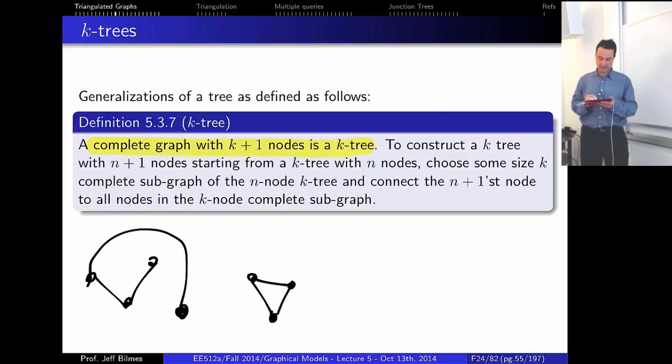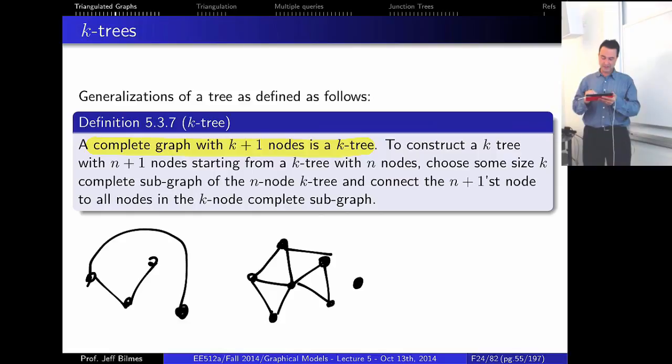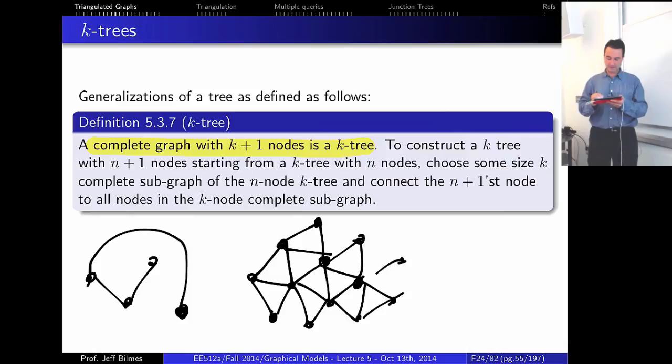To generate a 2-tree, let's start with a base case. A complete graph with K plus 1 nodes is a K-tree. So a complete graph with 3 nodes is a 2-tree. And then to generate a 2-tree with 4 nodes, we produce a new node and connect it to any set of 2 already connected nodes. So that would be one. To generate the next one, we could just do this. Each time we add a new node, we connect it to 2 nodes that are already connected, so we connect it to a 2-clique. And we can just keep going with this as long as you want.